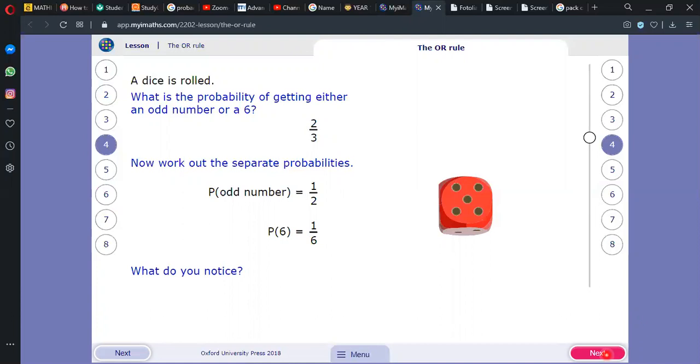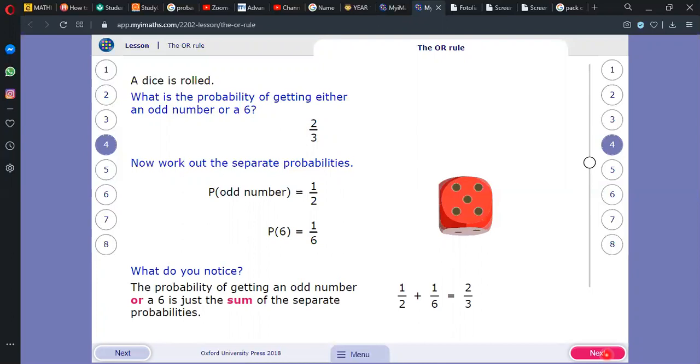What we can notice here is that the probability of getting an odd number or a 6 is just the sum of the separate probabilities. 1 over 2 plus 1 over 6 will give you 2 over 3. And that was the answer we got before separating the probabilities.